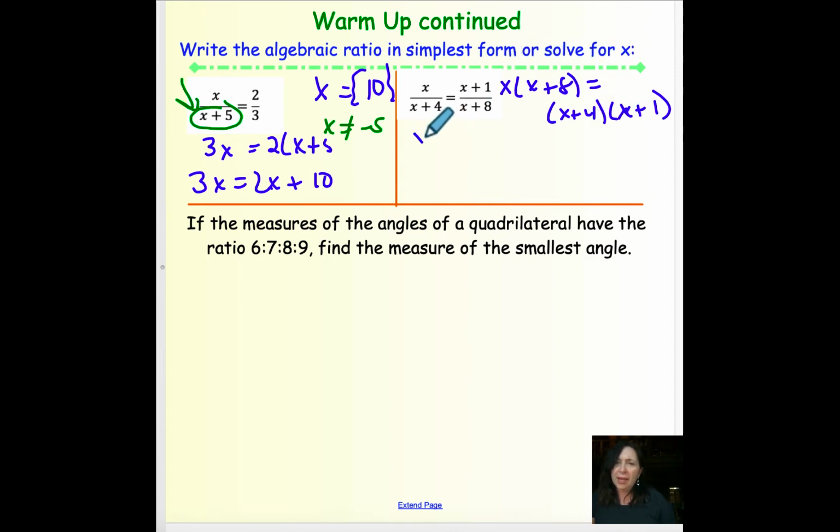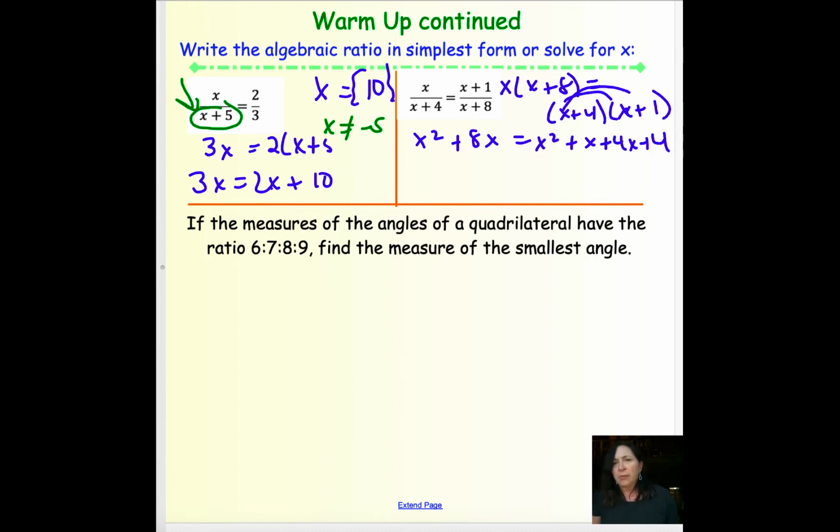So on the left side, I get x squared plus 8x. And on the right side, I'm going to distribute that. So x times, or FOIL, and x times x is x squared. And that's plus x plus 4x and then plus 4.